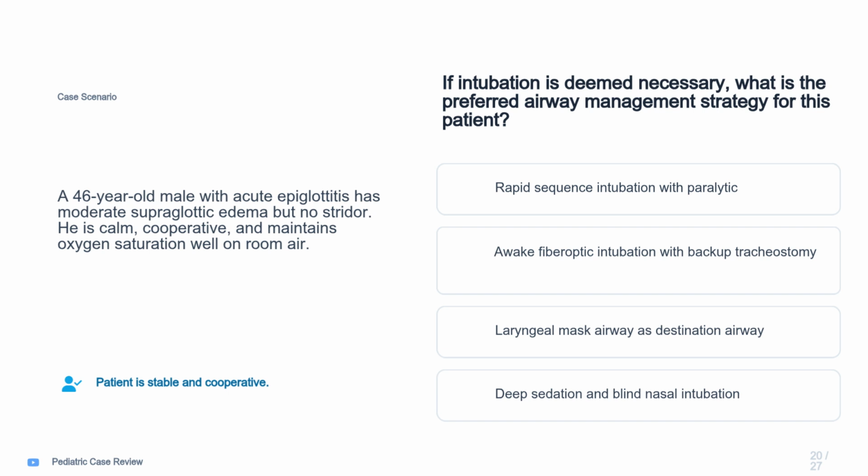Option A, rapid sequence intubation with paralytic. Option B, awake fiber optic intubation with backup tracheostomy. Option C, laryngeal mask airway as destination airway. Option D, deep sedation and blind nasal intubation. Consider techniques that maintain spontaneous ventilation.